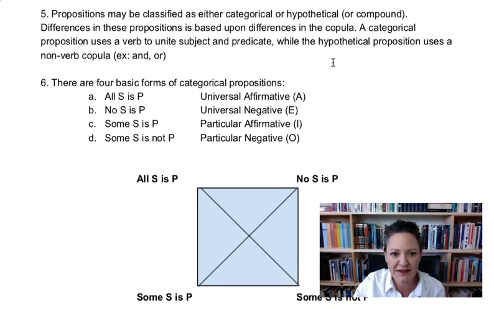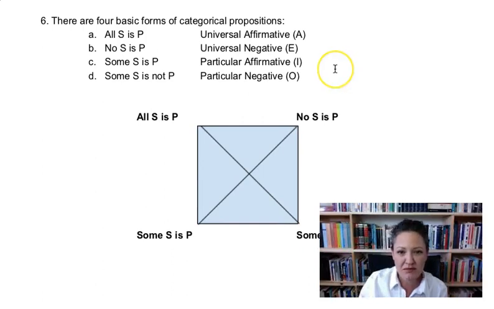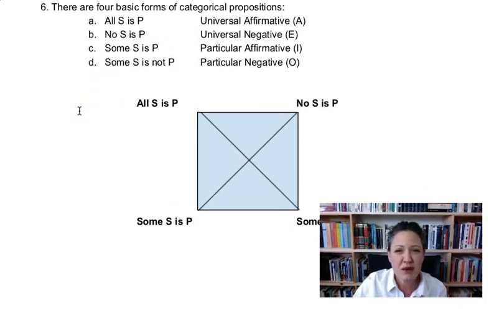All right, let me go back to the four forms of categorical propositions. So there are four. We see them here on the corners. And I want you to learn this. I want you to know this. This is going to be an integral part of the rest of our study. Put it on a note card. Put it in your long-term memory. You need to know this.